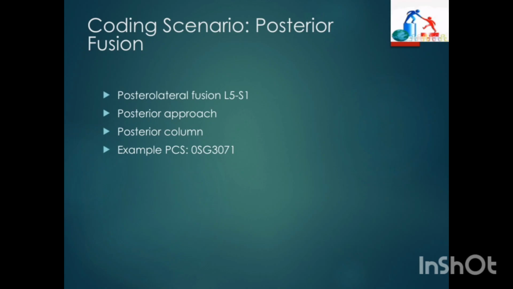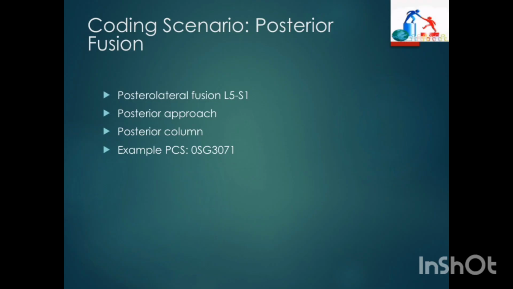In this context, the example PCS code is 0SG3071, which specifically relates to posterior fusion procedures. When coding this scenario, we're looking at a posterior fusion, which is critical for addressing certain spine pathologies like degenerative disc disease or spondylolisthesis at L5-S1.